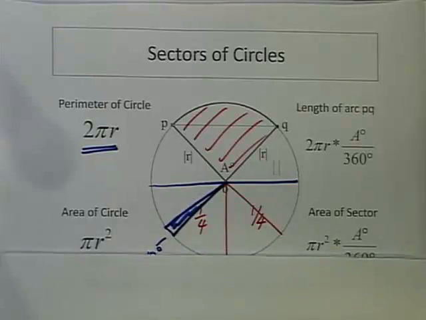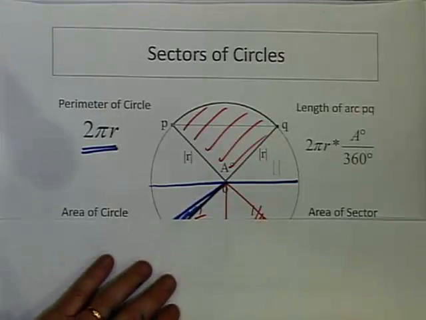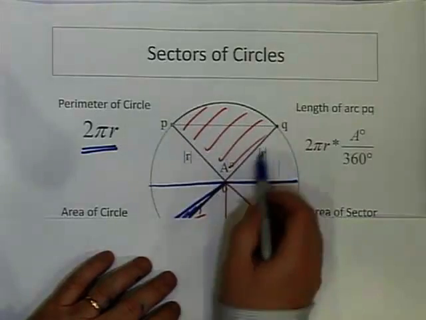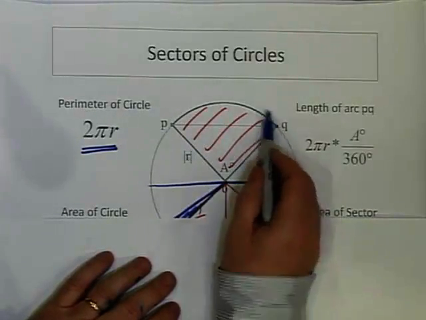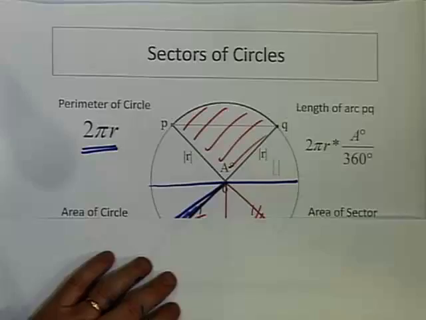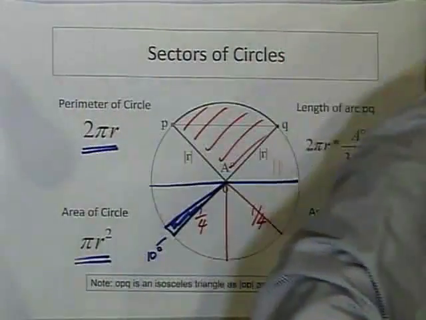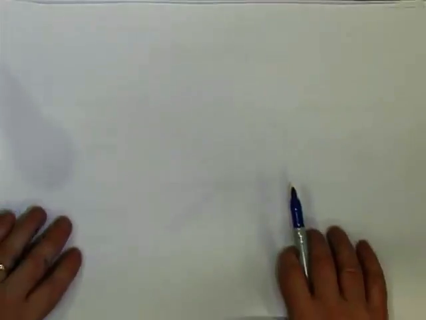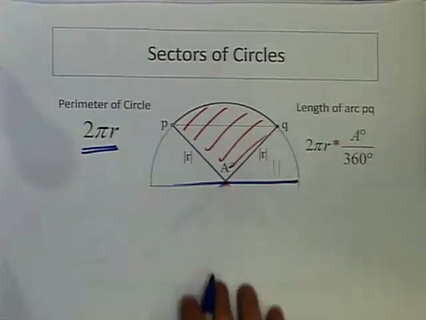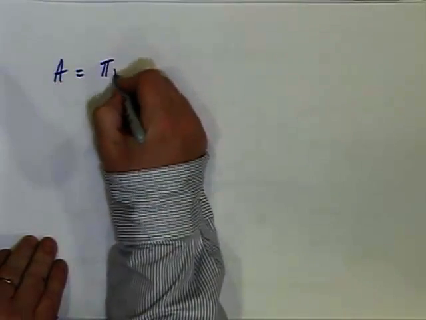Now, the question came up: how would you work out the area of that? Or how would you work out the perimeter length? Well, let's look first of all at the area of a circle. The area of a circle is given as, here, area. Area of this pizza is pi r squared.